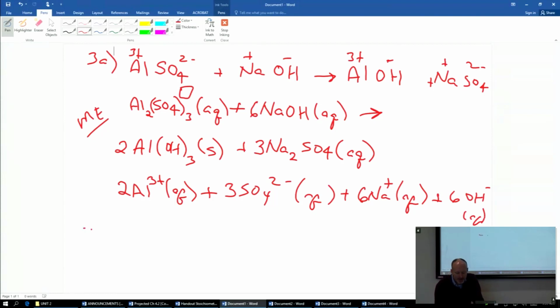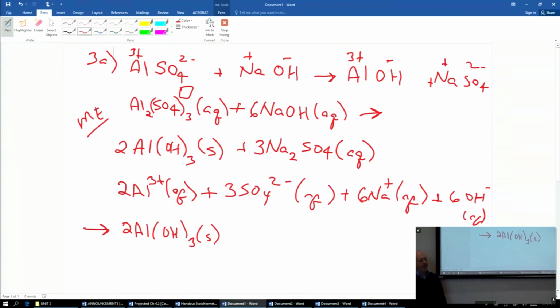Now, on the product side, solids do not break up. So I simply report the solids. 2Al(OH)3 in the solid phase, unbroken up. Solids never break up. And finally, I got one last aqueous bit to break up.